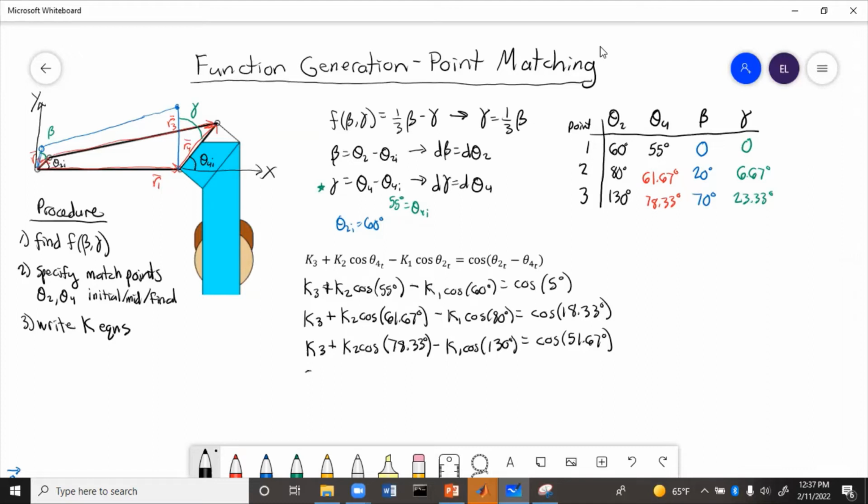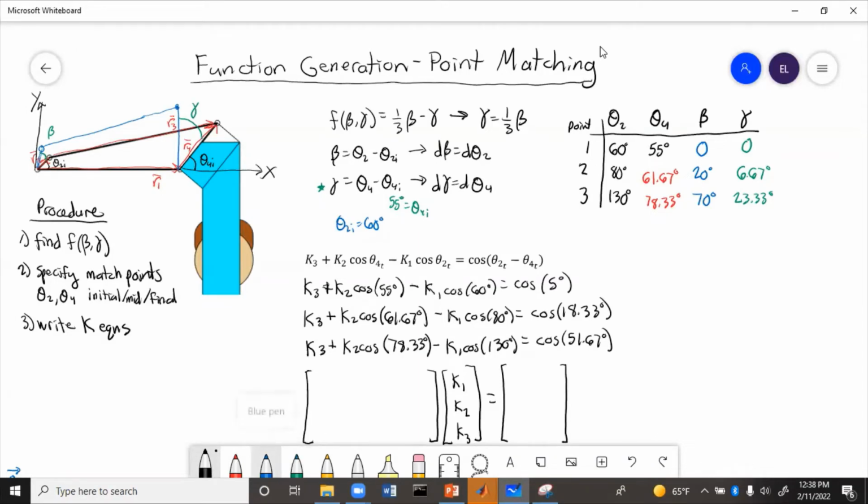So matrix form is going to have coefficients in one matrix, k's in the other matrix. So we'll have k1, k2, k3. And then we'll have what's on the other side of the equation goes in the last matrix. So the first matrix on the left side is 3 by 3. And the other ones are 3 by 1.